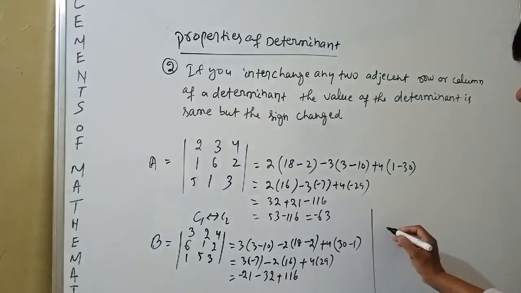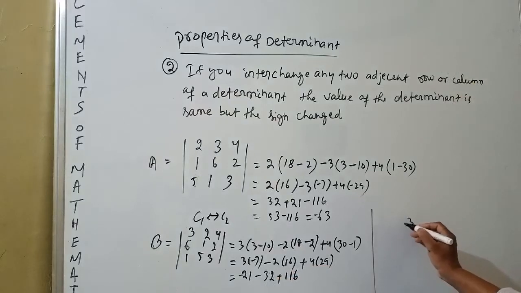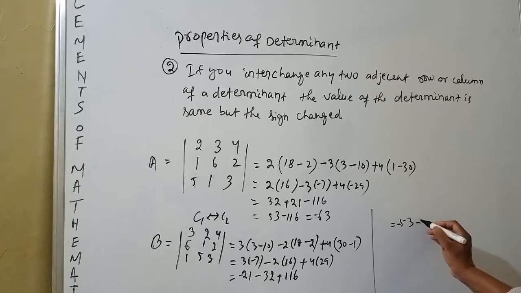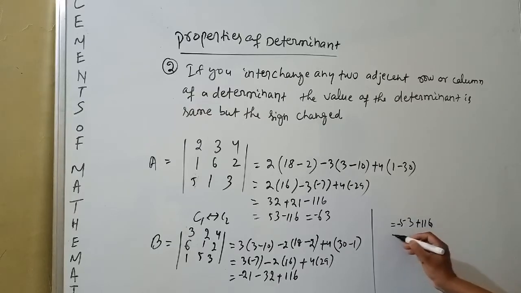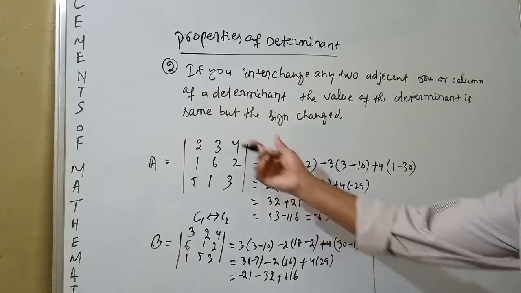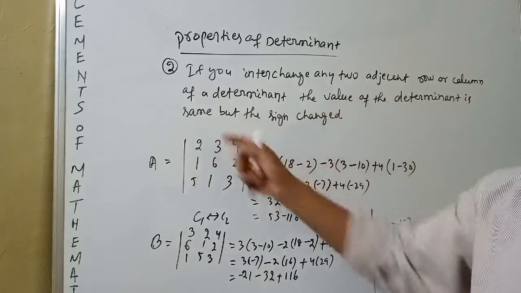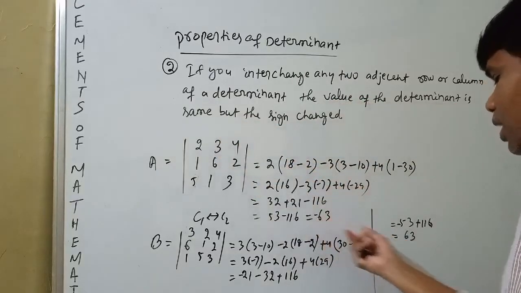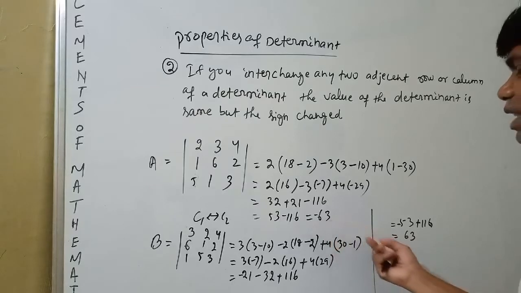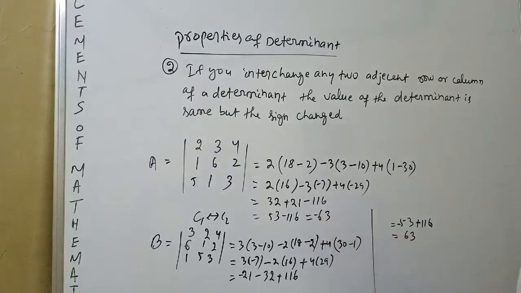This is equal to, you can get minus 53 plus 116 is equal to 63. Here you see the determinant, the value of the determinant is same. This is 63, this is 63, but the sign change, here minus sign, here plus sign.